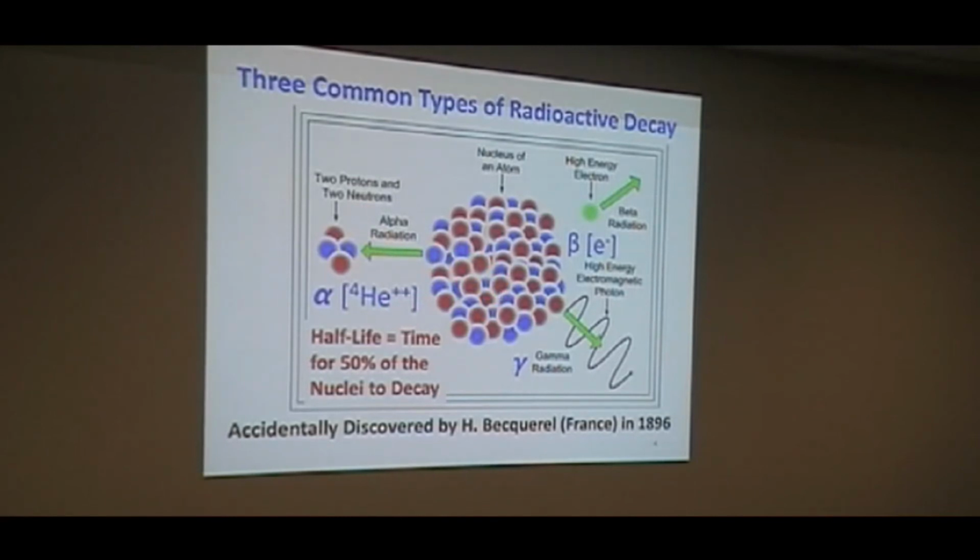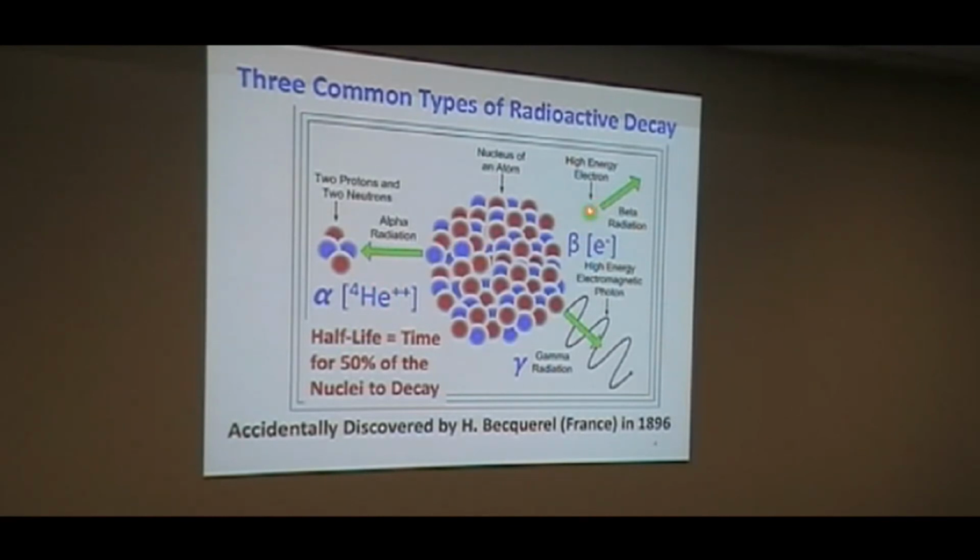And the type of decay that uranium had is an alpha particle. An alpha particle is basically two protons and two neutrons, that's equivalent to the part of a helium atom, the nucleus of helium gas.